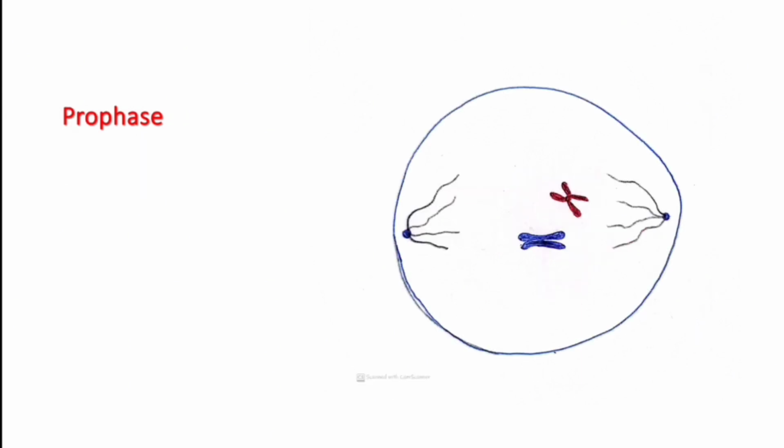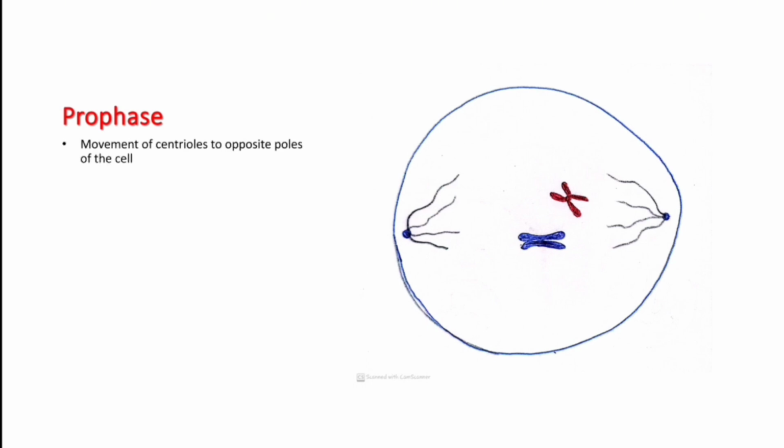Now, prophase. Prophase is the beginning of mitosis. Interphase is not mitosis. Interphase is just a phase or a stage where a cell prepares itself to divide. But prophase, that's when mitosis begins. So what happens in prophase?